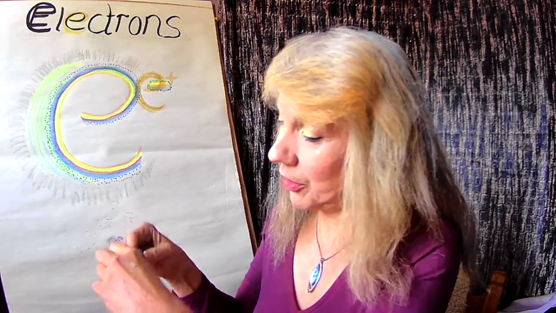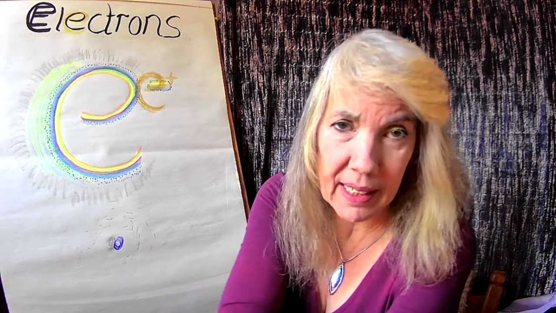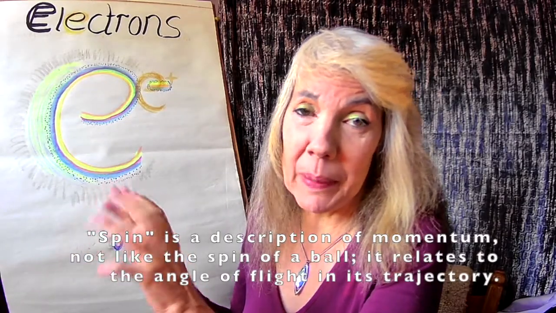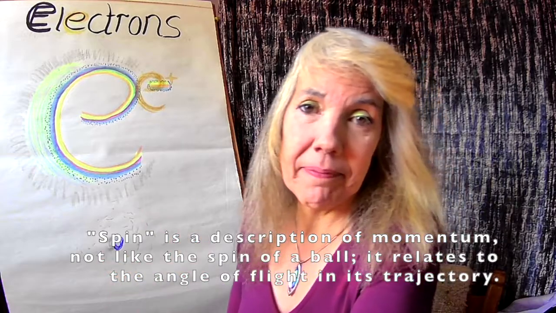Somehow. They used to think that they orbited the nucleus of the atom, but then they found that they don't really orbit. They're fuzzier than that. And they spin. Electrons, they spin and they're fuzzy.